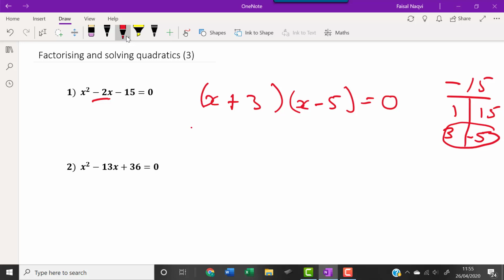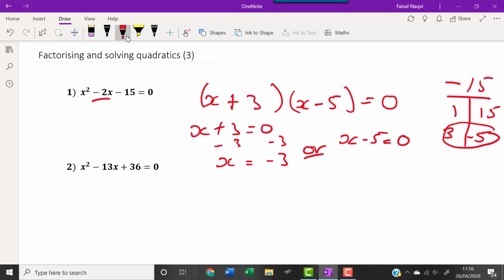I take one bracket at a time. x plus 3 equals 0. Take away the plus 3, or do the inverse of the plus 3, and I get x equals minus 3. Or I take my other bracket, x minus 5 equals 0. I do the inverse of minus 5, and I get x equals 5. Those are my two solutions for that one.